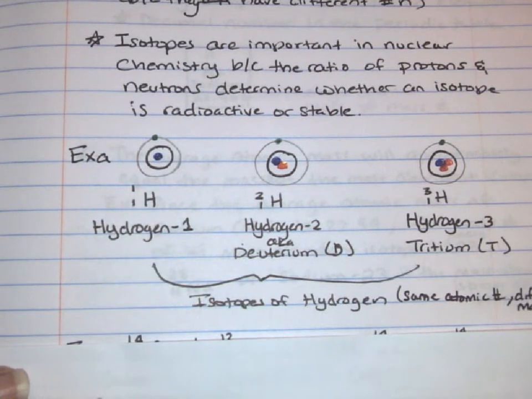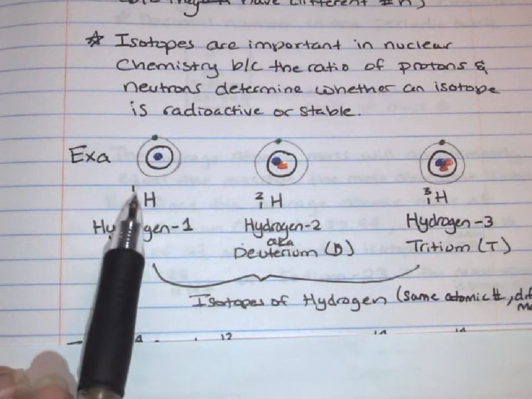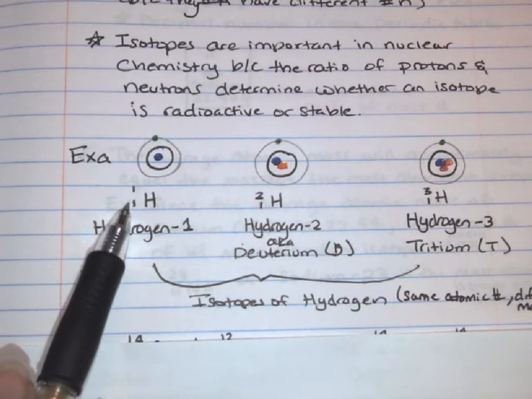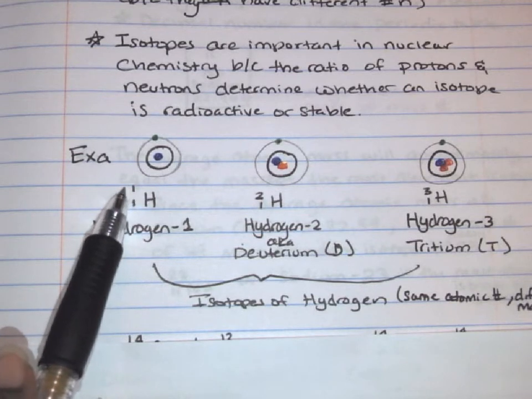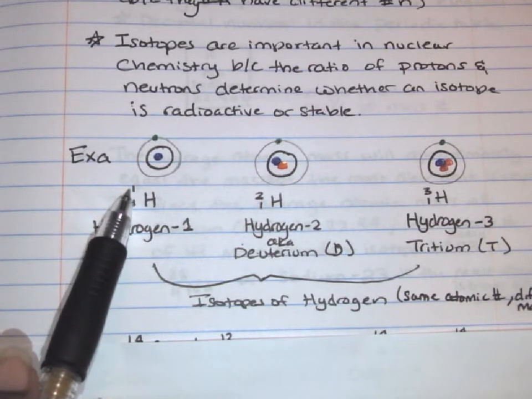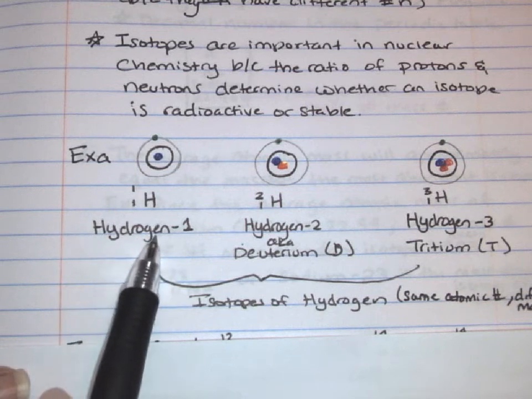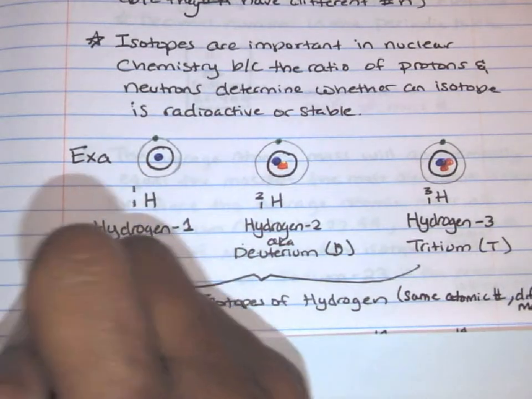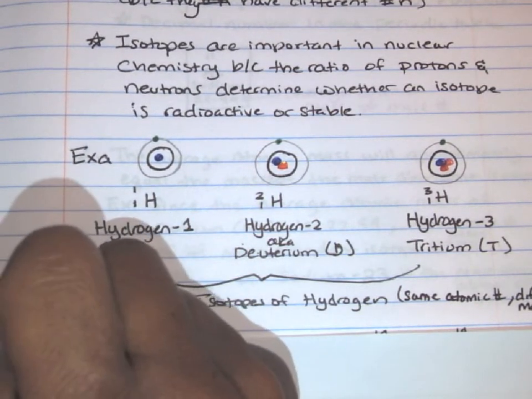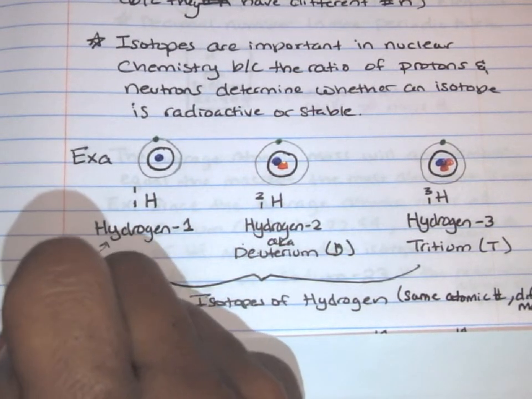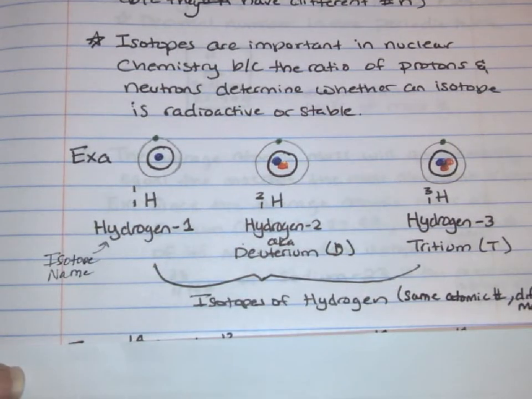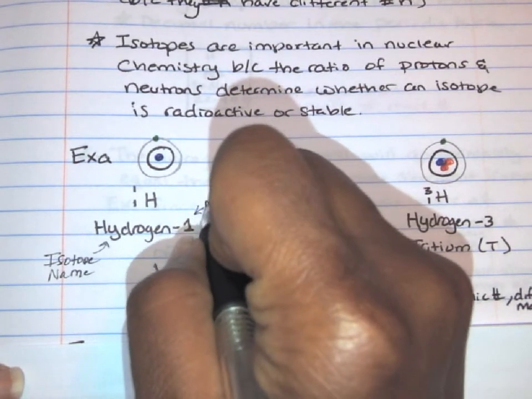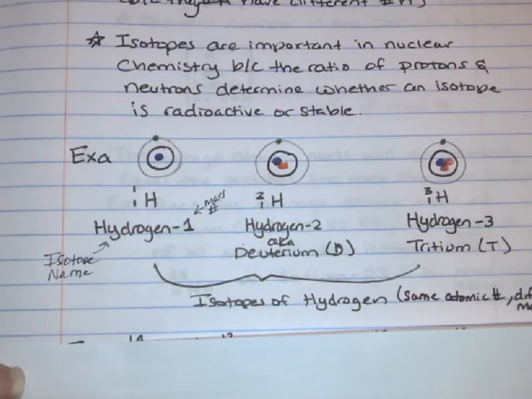For hydrogen 1, the nuclear symbol, since these are all neutral, will have an atomic number of 1 since it's hydrogen. And since there's only a proton and no neutrons, the mass number would also be 1. So this is hydrogen 1. And this is called, by the way, the isotope name. For the isotope name, you write the name of the element, and then the mass number of that isotope.